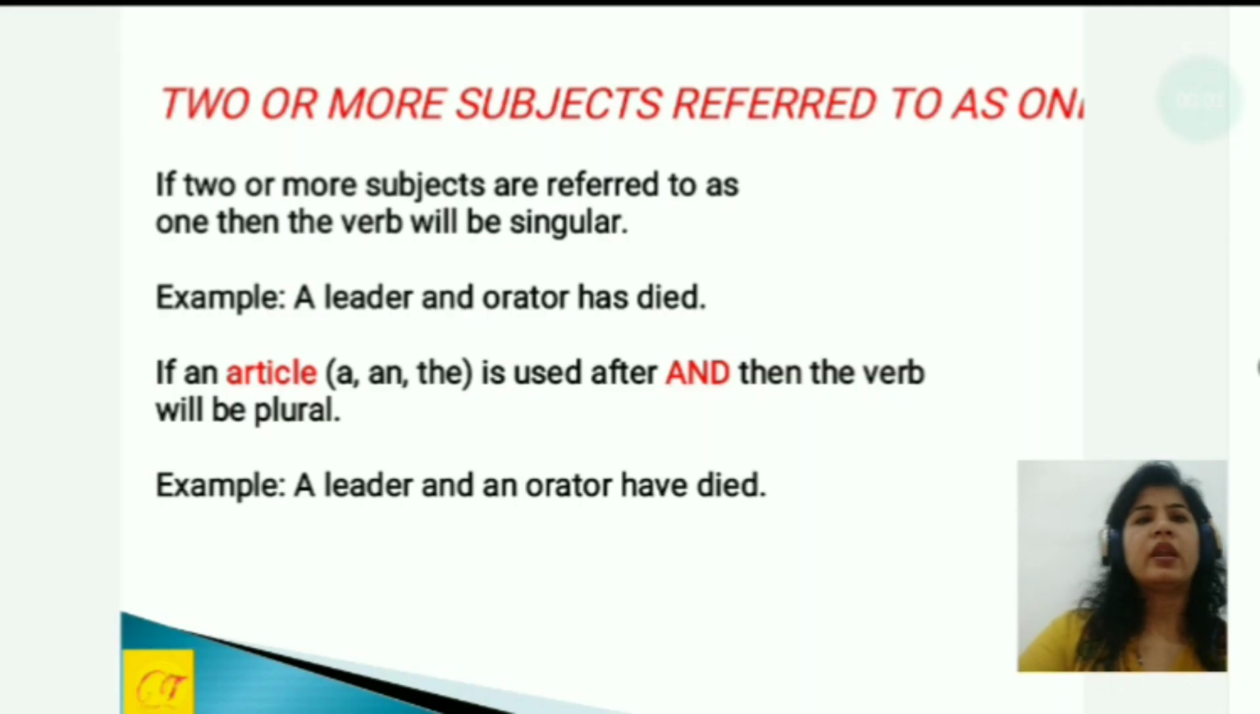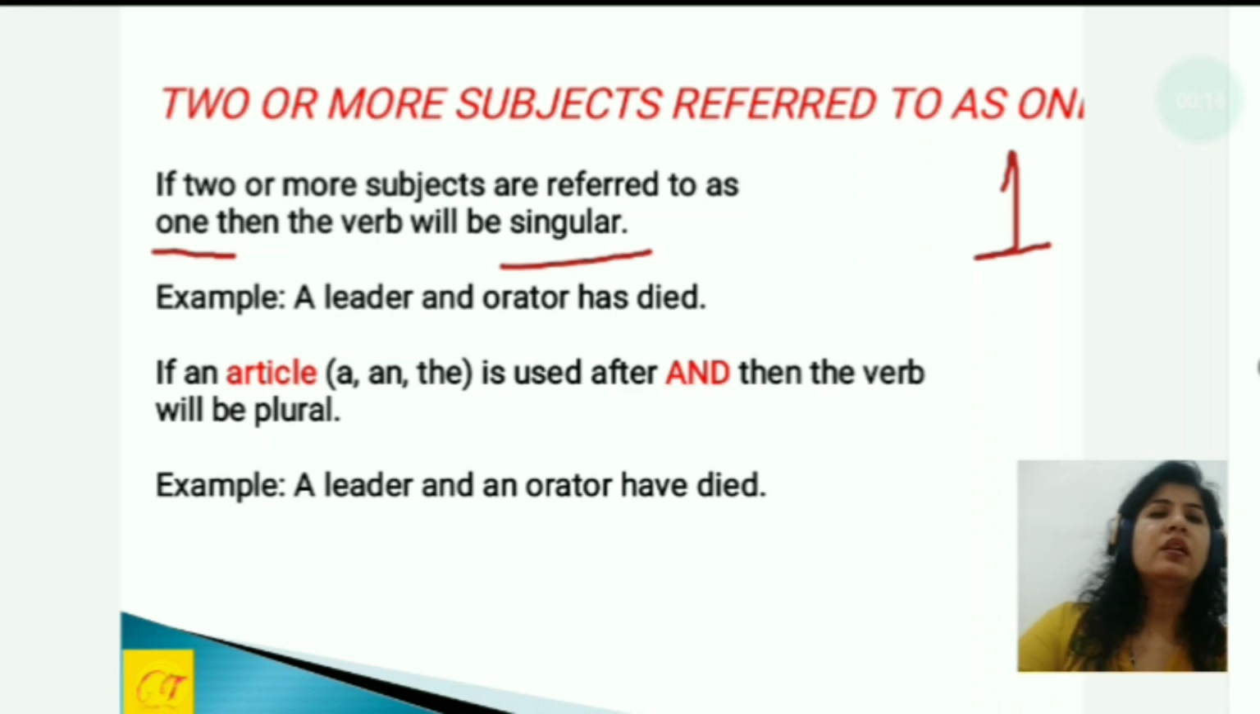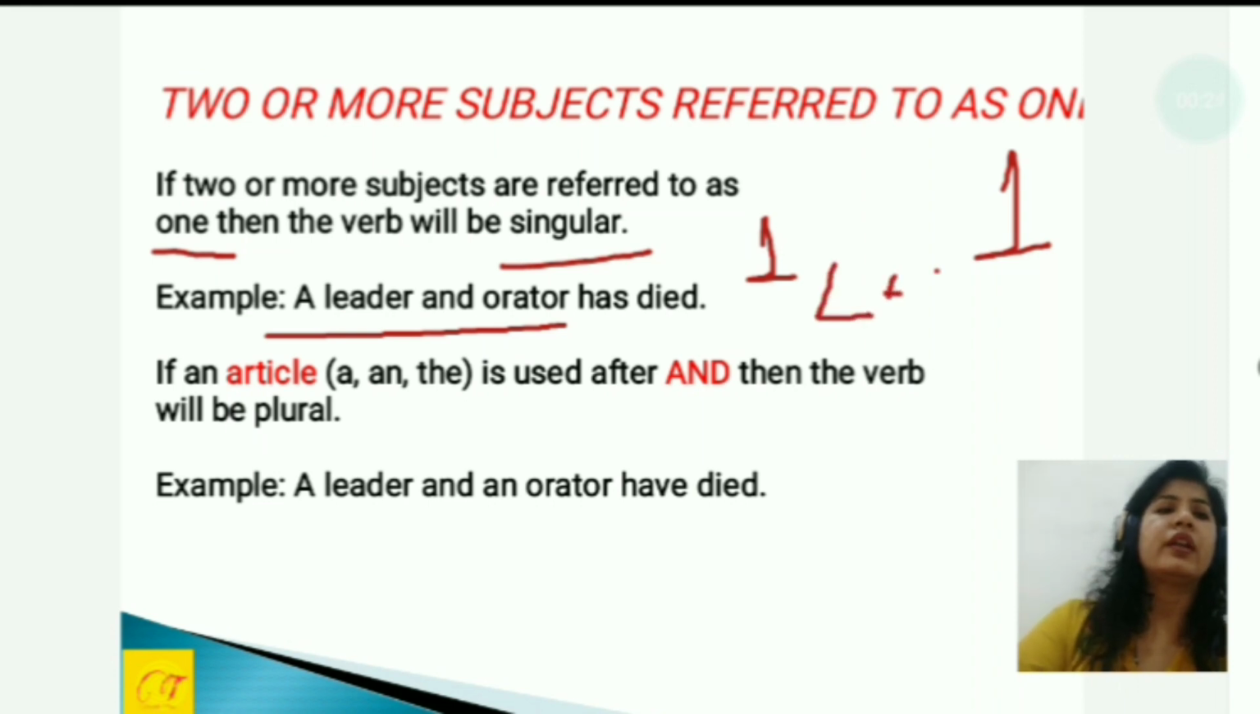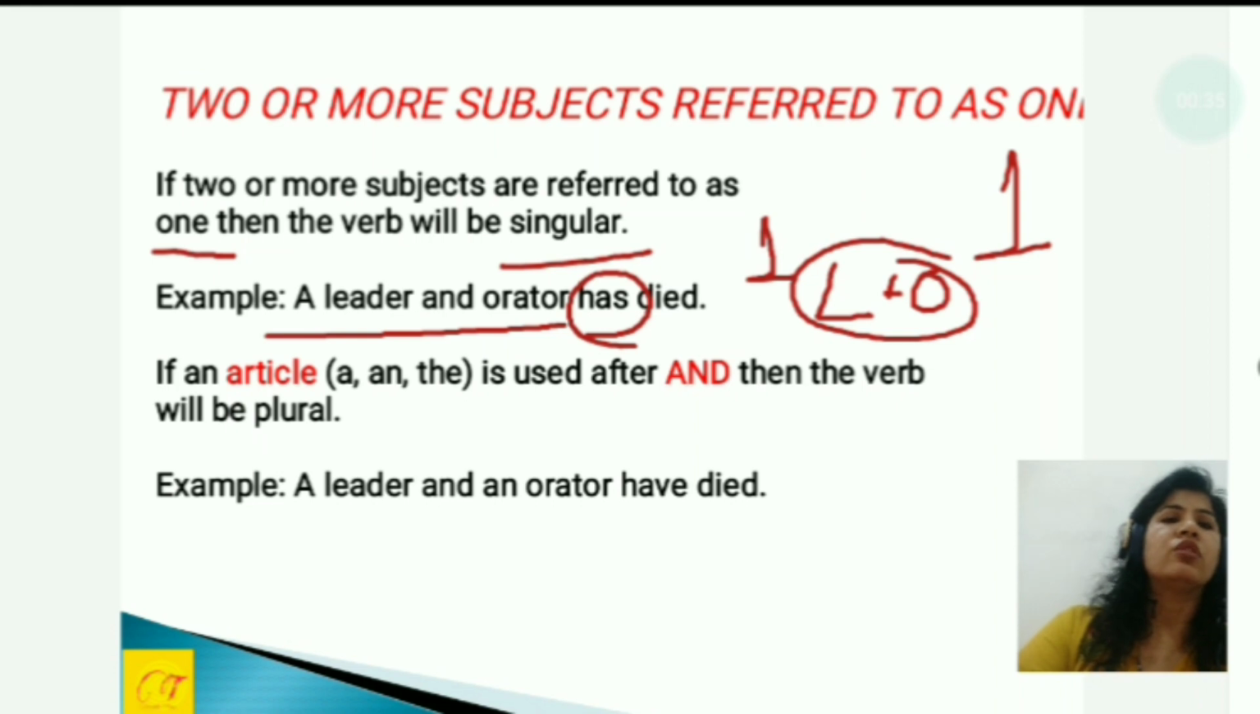Alright. The next rule is, if two or more subjects are referred to as one, then the verb will be singular. Let's look at this example. A leader and orator has died. This sentence is talking about a single person, the person who is a leader and orator as well. That is a single person who has died. That's why a singular verb is used here, because the subject is singular. A single person has died.